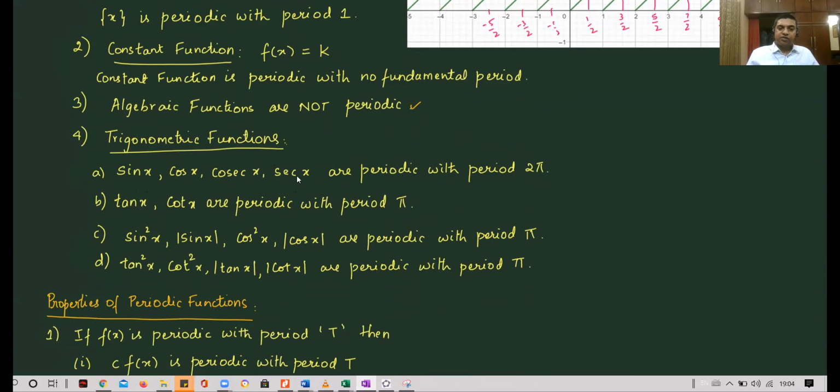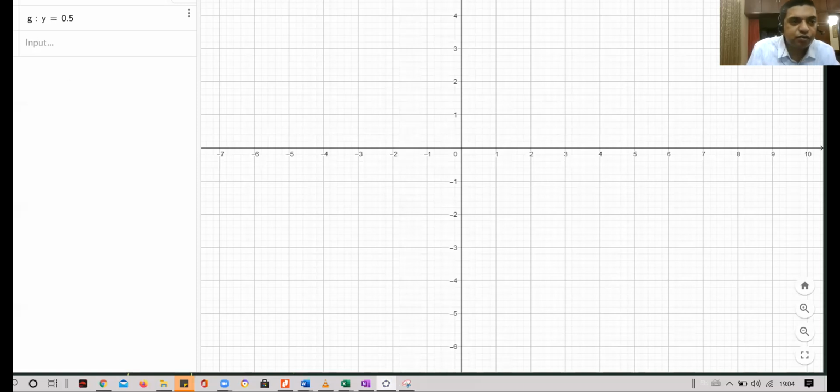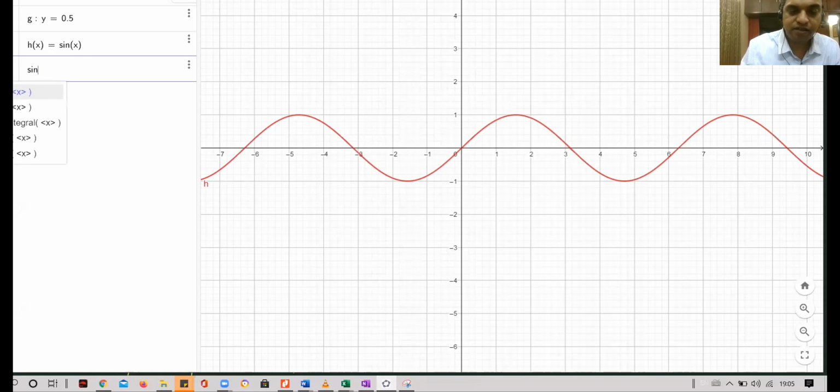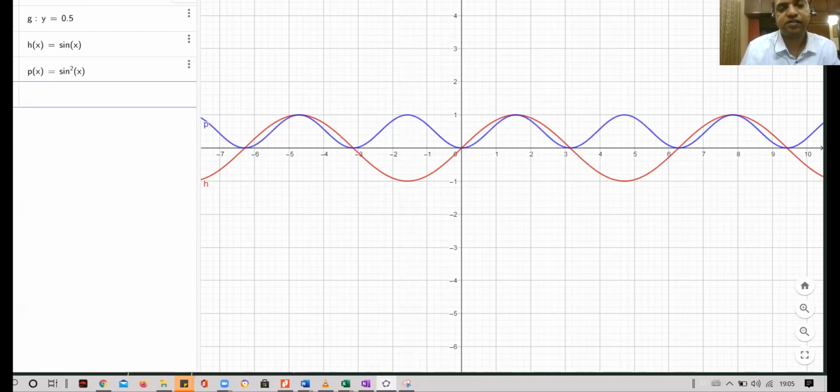Now sin x, cos x, cosecant, secant are periodic with period 2 pi, but when you square them, the period reduces to pi. However, for tan square and cot square, the period doesn't change. This is because of the nature of the graph. So let's say we plot sin x. So this is sin x. Now we plot sin square x.